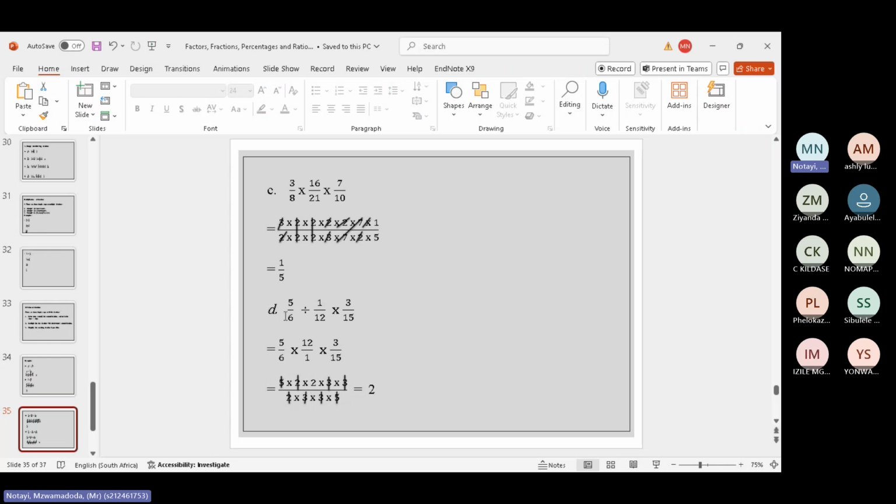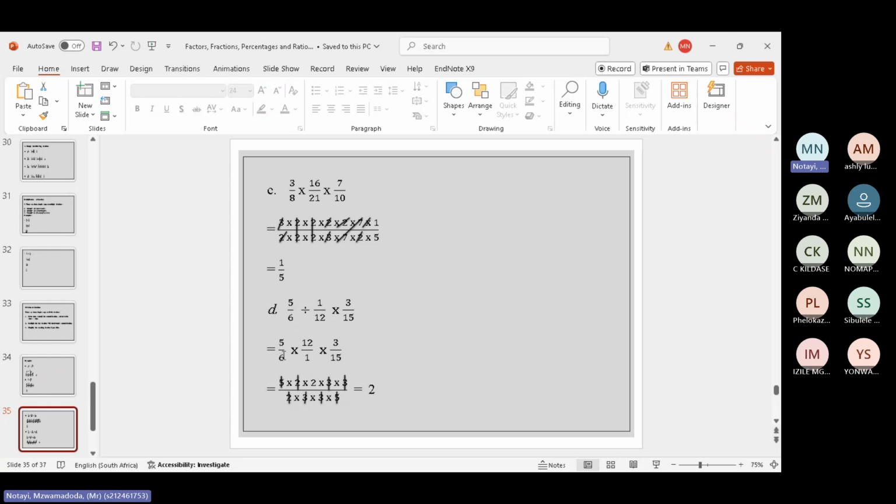Okay, D: 5 divided by 6, all divided by 1 over 12, sorry, multiplied by 3 divided by 15. So the operations here are division and multiplication. So we operate from left to right. That is, we start at the division and then deal with the multiplication later. Okay, let's start with division.